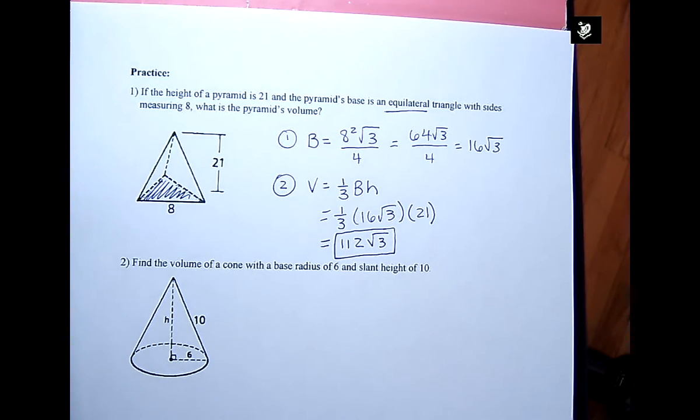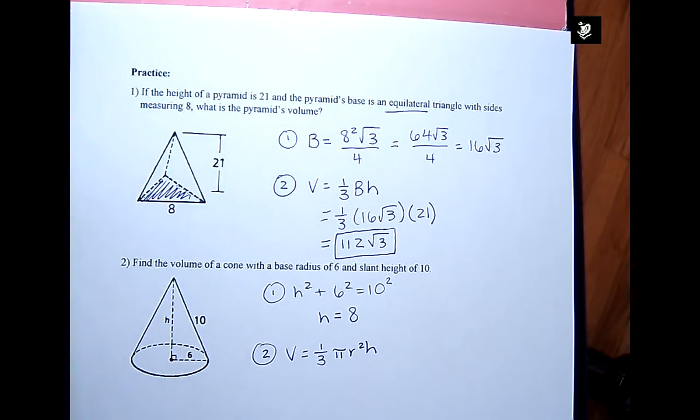Now let's see if we can find the volume of a cone with a base radius of 6 and a slant height of 10. The formula for the volume of a cone, we said, is 1/3 pi r squared h, 1/3 of a cylinder. In order to fill in the formula, the only thing we're missing is our height. Since we have the slant height and the radius, we're able to find the height of the cone using the Pythagorean theorem. Or again, if you know your triples, it's going to be a 3, 4, 5 in disguise. So the height is going to be 8.